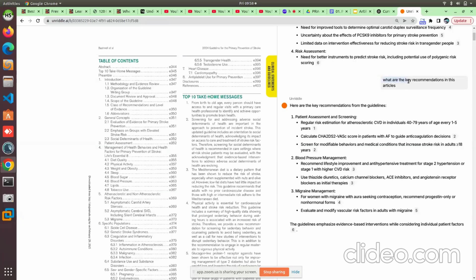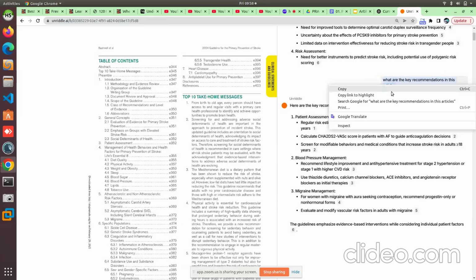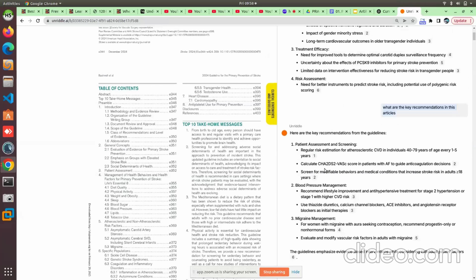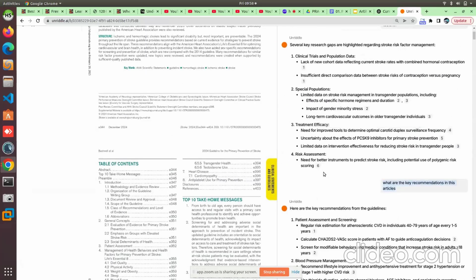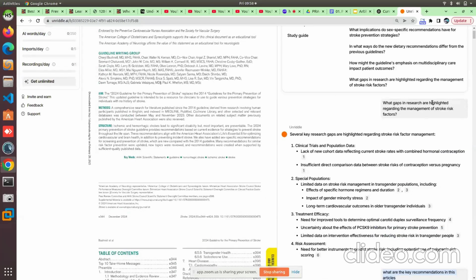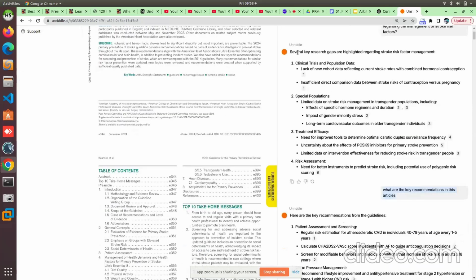For instance, I asked the question, what are the key recommendations in this article? When you ask the question, it answers by picking from the paper. Then look at this one. What gaps in research are highlighted regarding the management of stroke risk factors? It will look at the paper again and find the areas. It says several key research gaps are highlighted regarding stroke risk factors. Then it gives you clinical trials and population data, and so on.